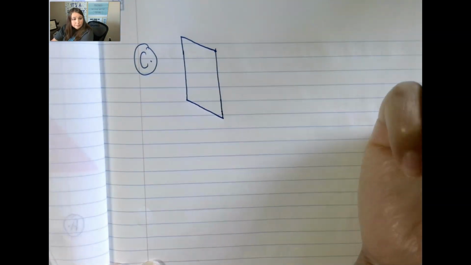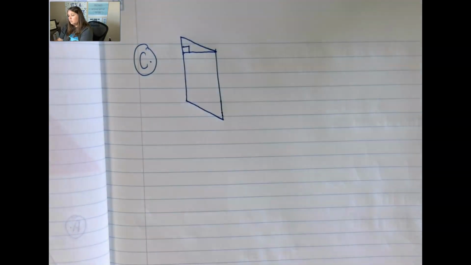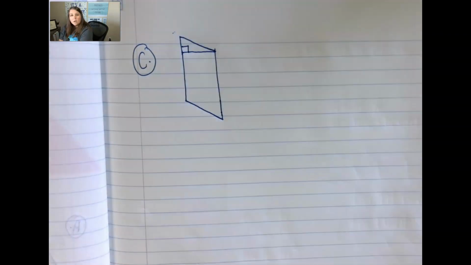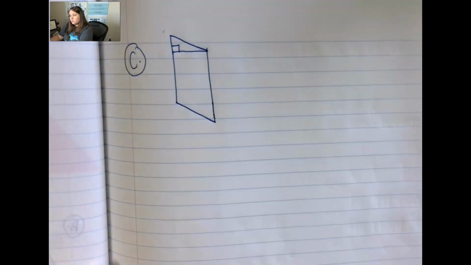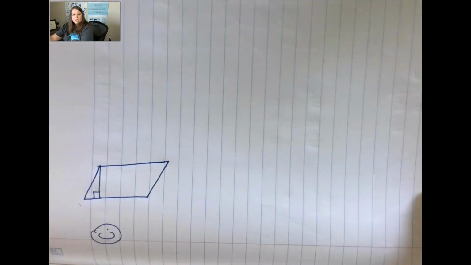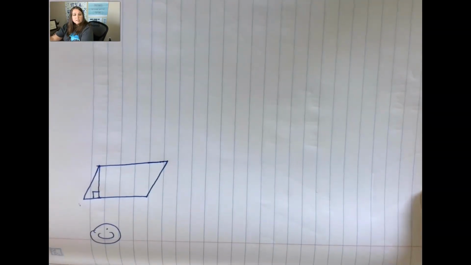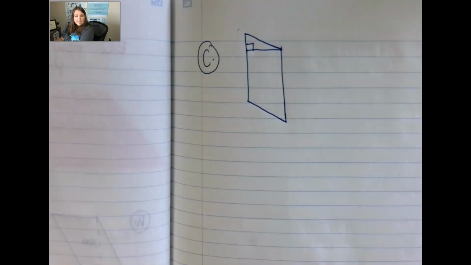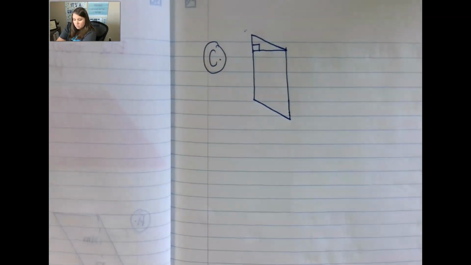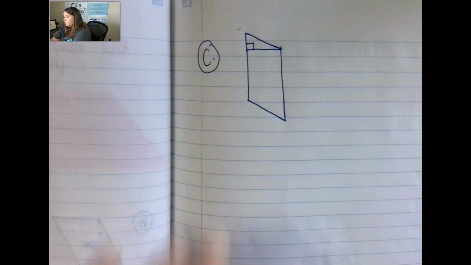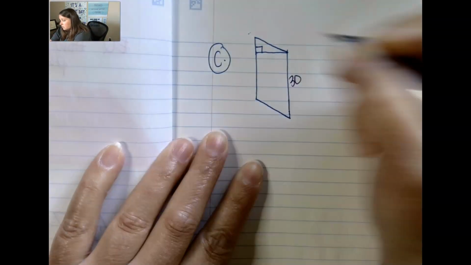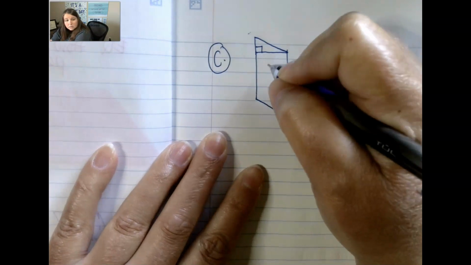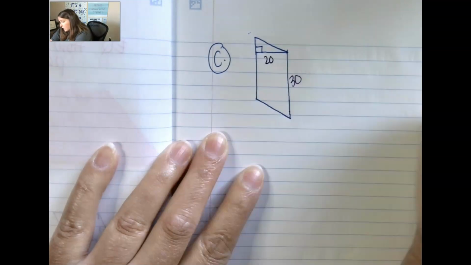Okay, there's this one, and on this one, the height is here. Notice it's slanted this way on the top and the bottom. If we were to turn it, it does look like the shape that we started with on its side. But this time it's going up and down. It's still going to work the exact same way that it worked before. So here's 30. And the height on this one is 20.